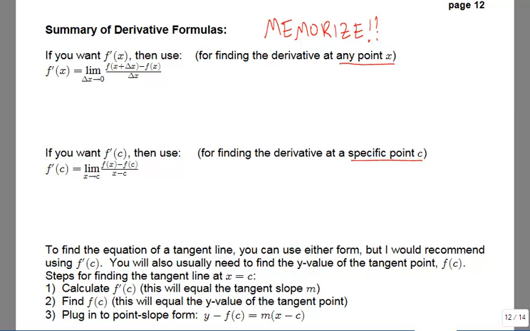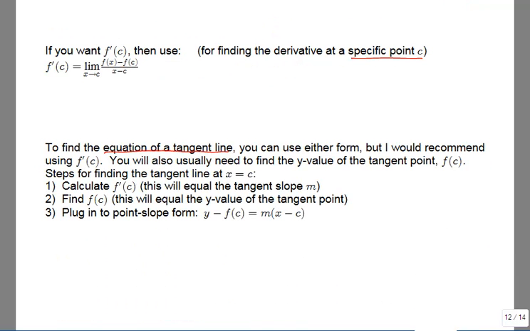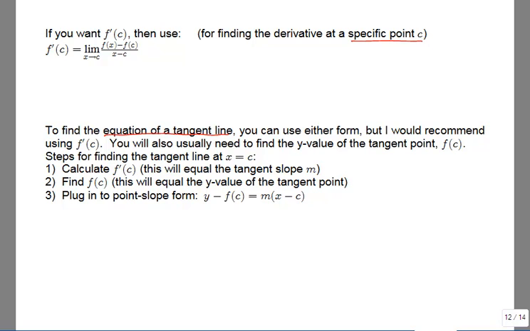One other common thing that you're going to be expected to do is to find the equation of a tangent line. So here are the steps for doing that. You can use either of those two formulas, but I would probably recommend using this alternative form, since if you want the equation of a tangent line, that means you're looking for a slope at a specific point. So why not use this derivative formula for a specific point C? So I would first calculate this f prime of c using this alternative form, and that's going to become your slope m.